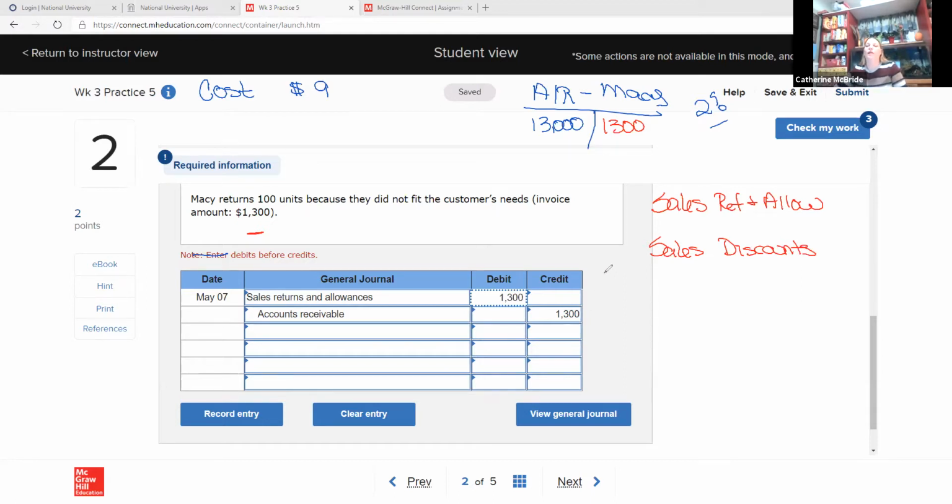So these are a special type of account. They're contra revenue. Because on our income statement, if you look at the top of an income statement, you'll either see net sales or you'll see sales less sales returns and allowances and sales discounts.